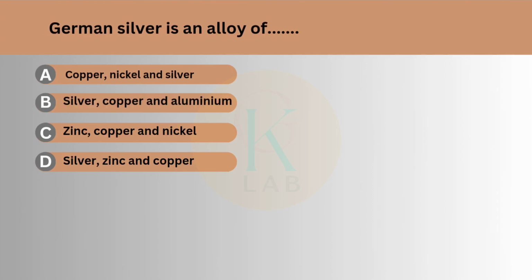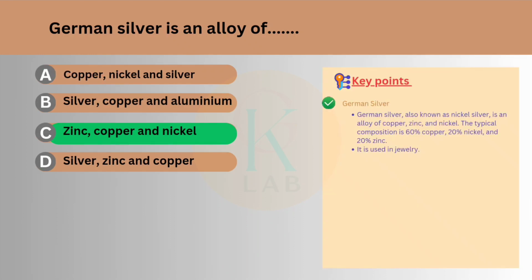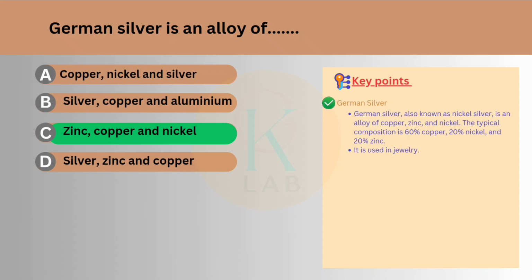Next question. German silver is an alloy of? Correct answer is option C, zinc, copper, and nickel. Some important key points: German silver, also known as nickel silver, is an alloy of copper, zinc, and nickel. The typical composition is 60% copper, 20% nickel, and 20% zinc. It is used in jewelry.